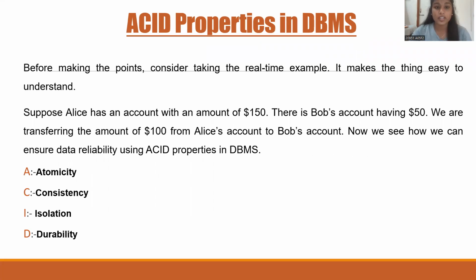Before making the points, consider taking a real-time example. It makes it easy to understand. Suppose Elias has an account with an amount of $150. There is Bob's account having $50. We are transferring the amount of $100 from Elias's account to Bob's account. Now we see how we can ensure data reliability using ACID properties in DBMS: atomicity, consistency, isolation, durability.